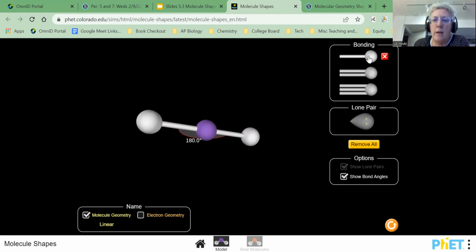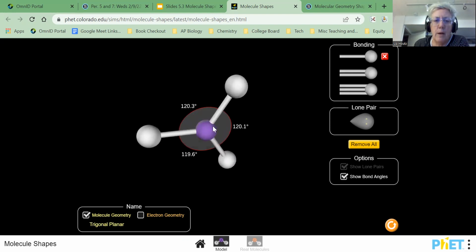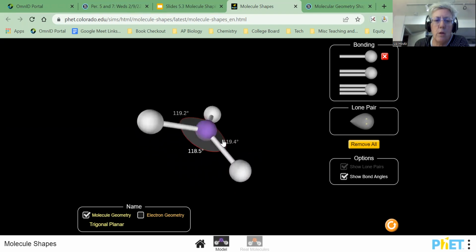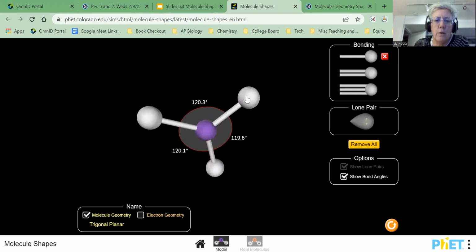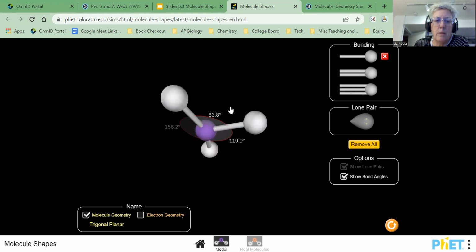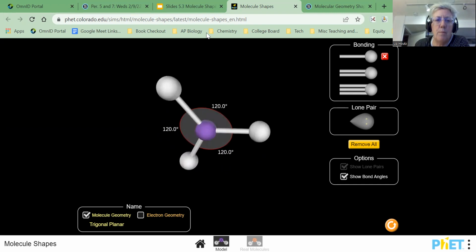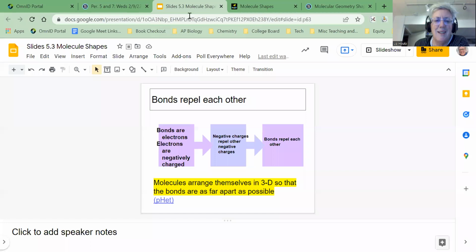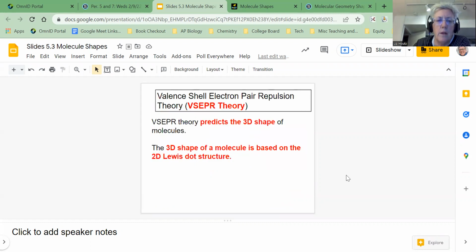All right. And if I drag in another atom and bond it to that central atom, same thing happens. Look, I can't even pull them any closer to each other. It's impossible, because those electrons just keep pushing each other away. All right. So that's what this means. Molecules arrange themselves in 3 dimensions so that bonds are as far apart as possible. All right, that is called VSEPR theory. This is just the theory that allows us to predict the shape that these things are going to take.